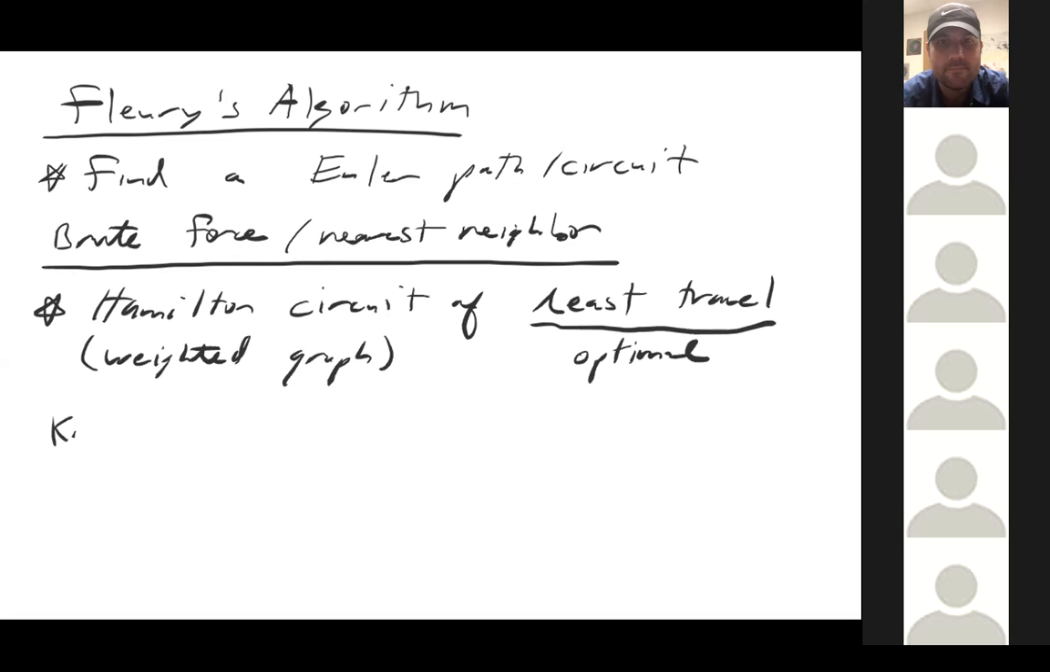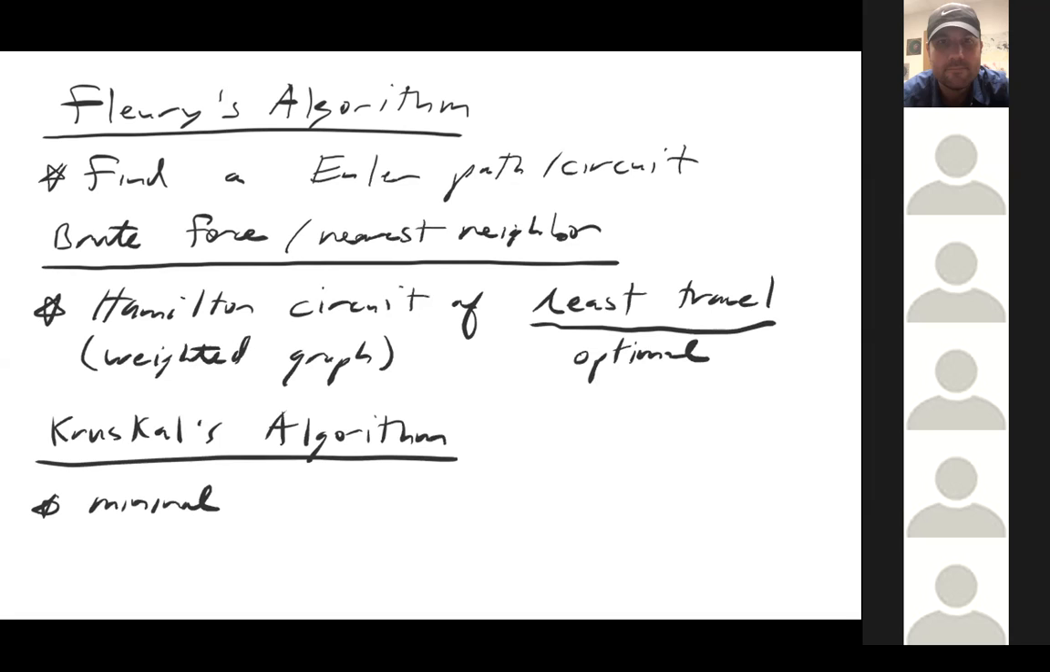And then what's Kruskal's for? We're trying to find the smallest weight. No, this is we're trying to find a minimal spanning tree on a weighted graph again. Okay, so it's really important to understand these different things.